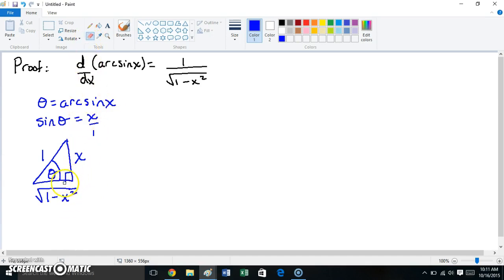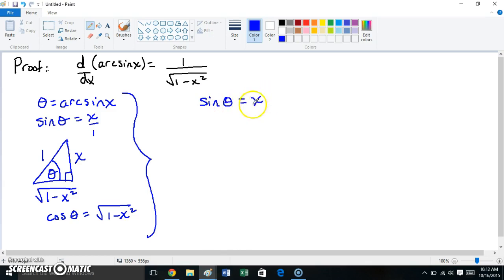And again, similarly, we can find any trig function, in fact, but the cosine of theta is equal to the square root of 1 minus x squared. Okay, so now let's proceed with our proof. We would like to use sine of theta equals x and find the derivative with respect to x.